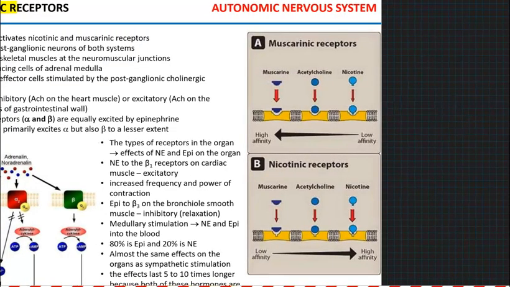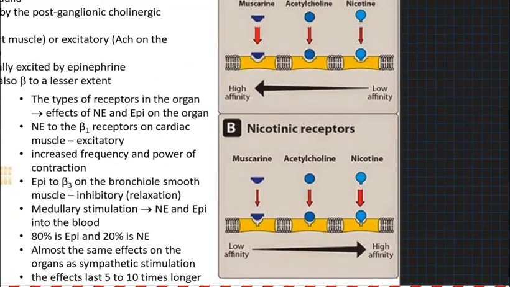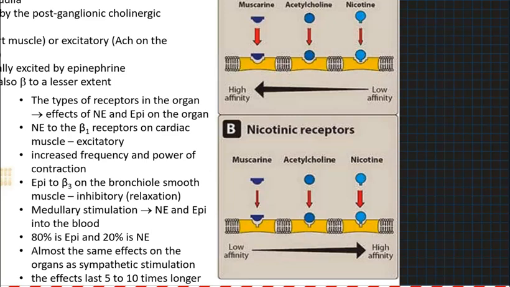So this is nicotinic receptors. Go ahead and enlarge it. Do you see the receptor shown as this little dip in the bottom? Yeah? See that? And then you have three molecules here: muscarine, acetylcholine, and nicotine. Which of these three molecules will fit the receptor the best?